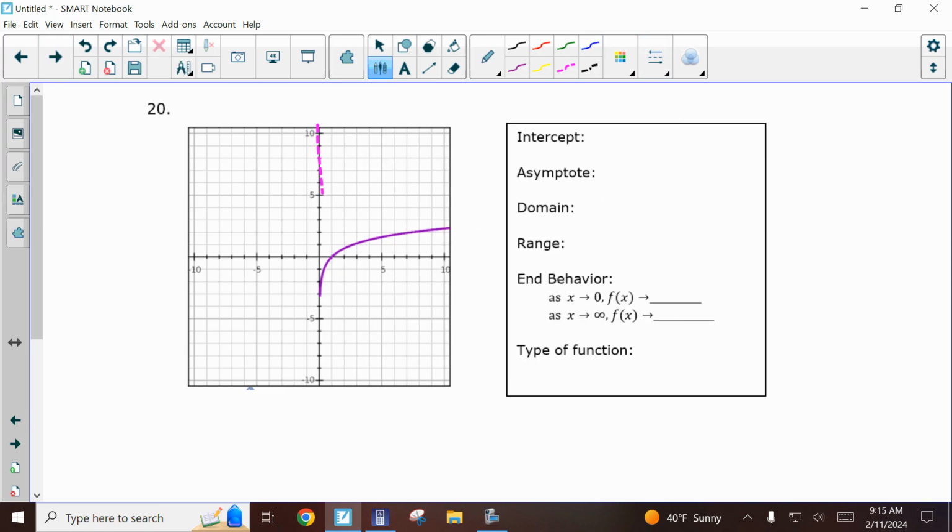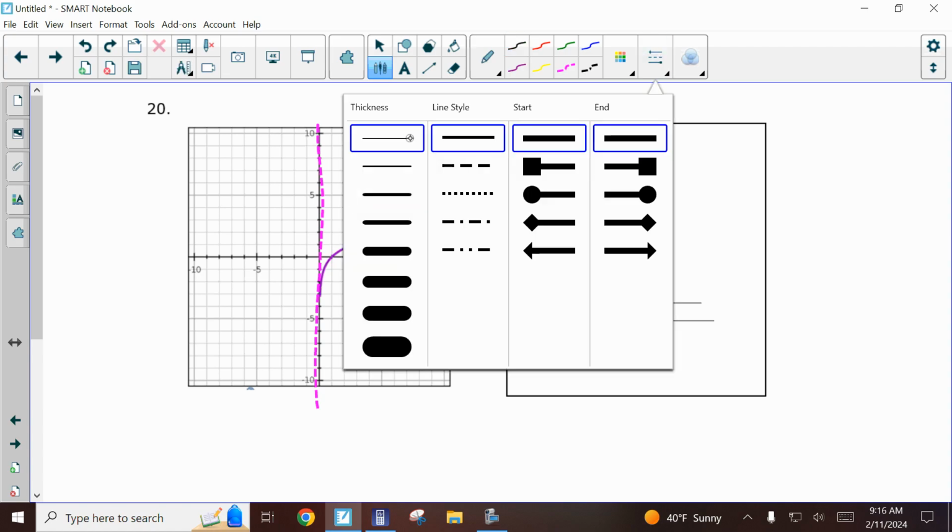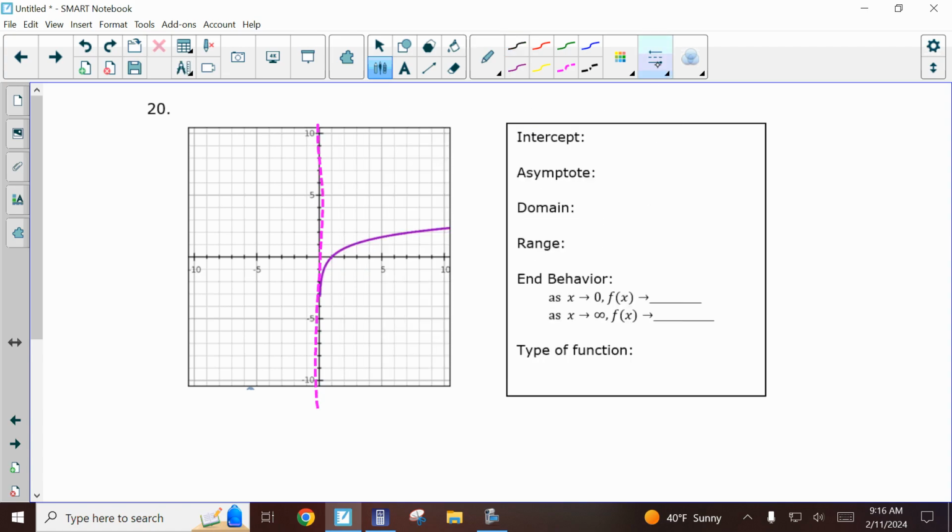Okay, number 20. You can see now the asymptote is flipped. You can tell that the asymptote goes this way now. So that right there means it's going to be a log function, first of all. And the way I taught it in my class is this is log. So the L kind of looks like the dotted lines for the asymptote. So that's how I know it's a log function.